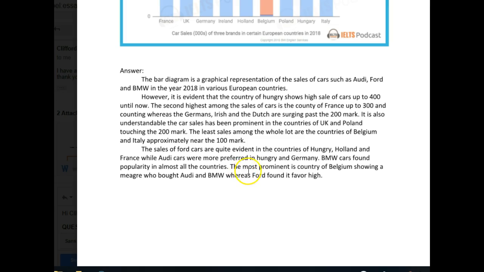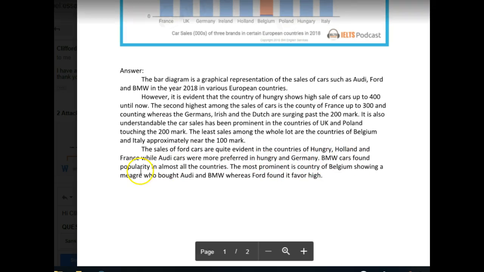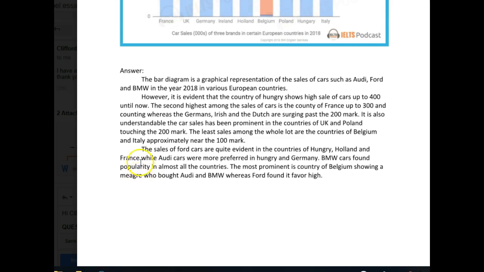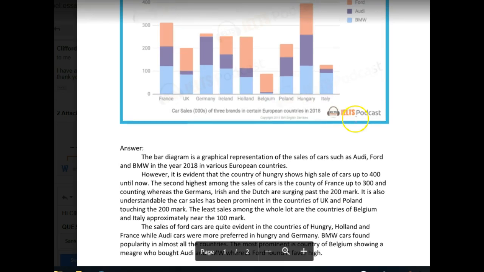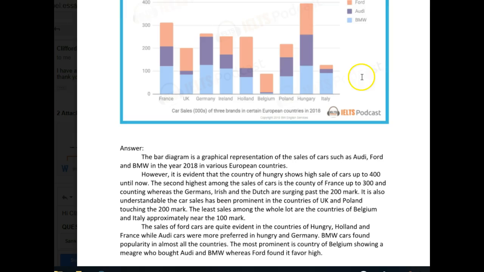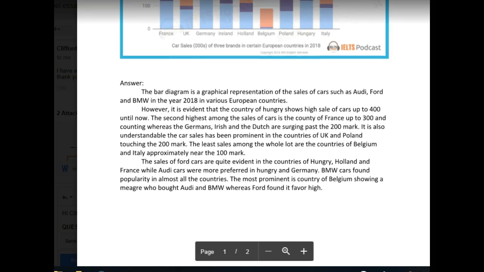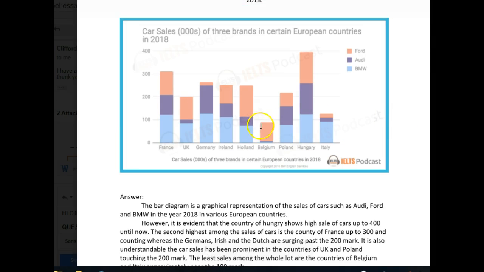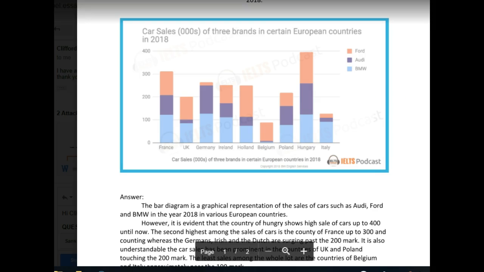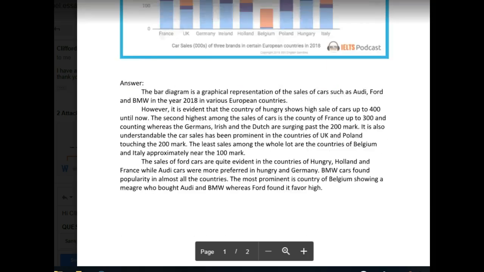Then, the most prominent is the country of Belgium. Why is it the most prominent? That's a strange word to use. Showing a meager figure. That's the word that's missing here. Who bought Audi and BMW, whereas Ford found considerable customers, I could say. So I would not have used that word that you used for Belgium, prominent. The most interesting country is Belgium, perhaps, which had the lowest sales of Audi and BMW. However, it had considerable sales for Ford automobiles.